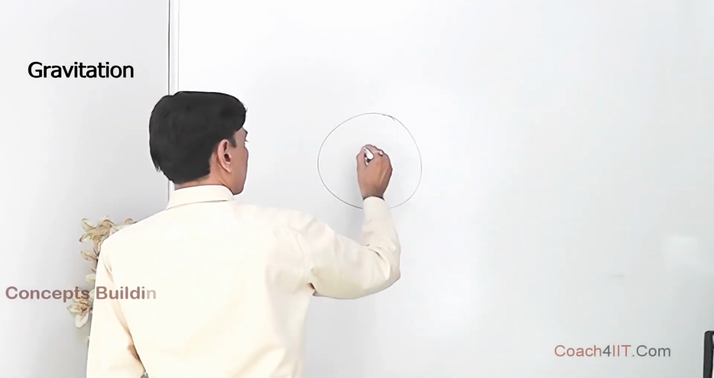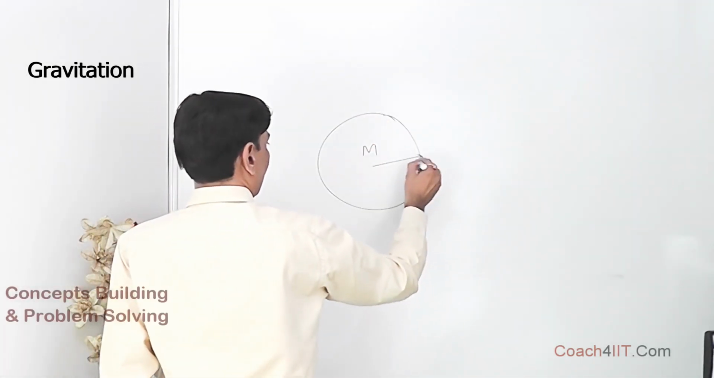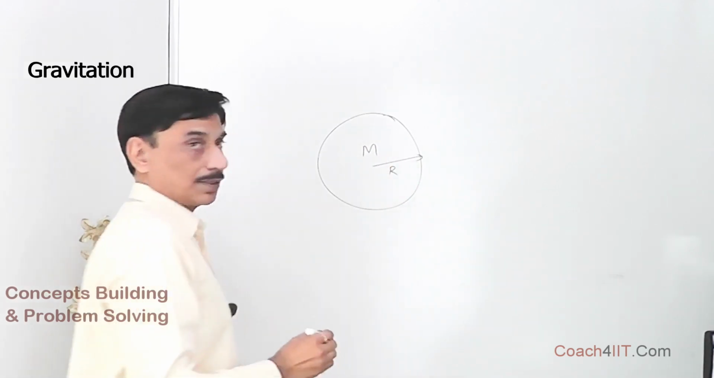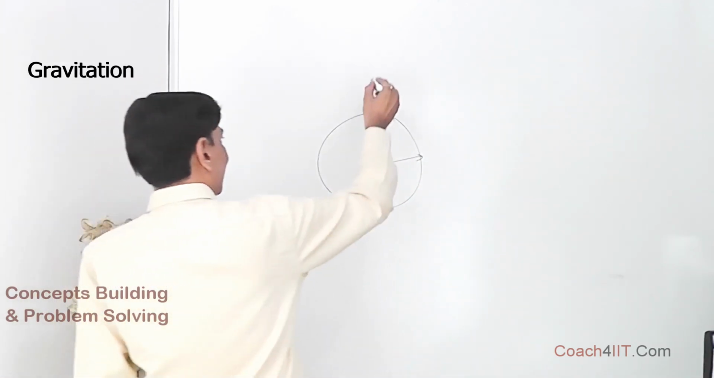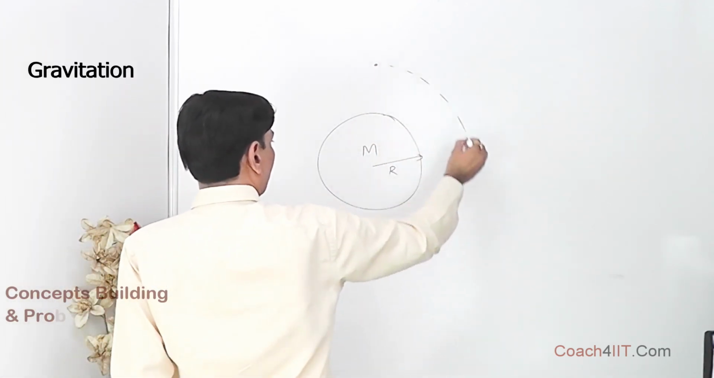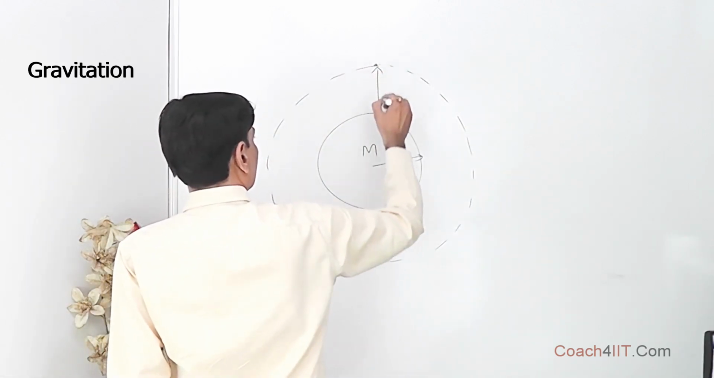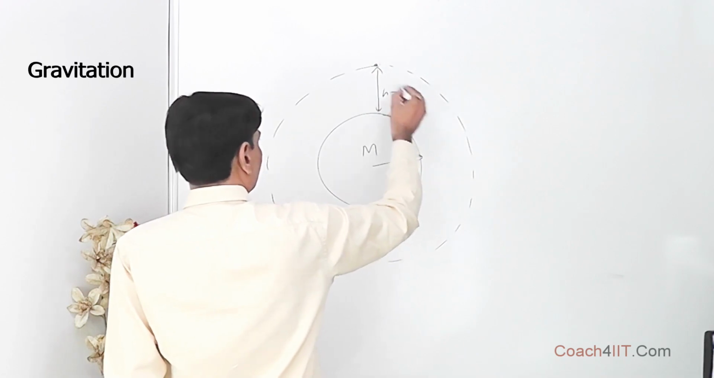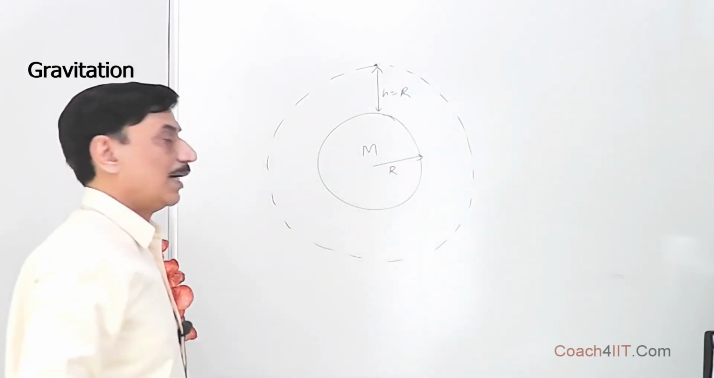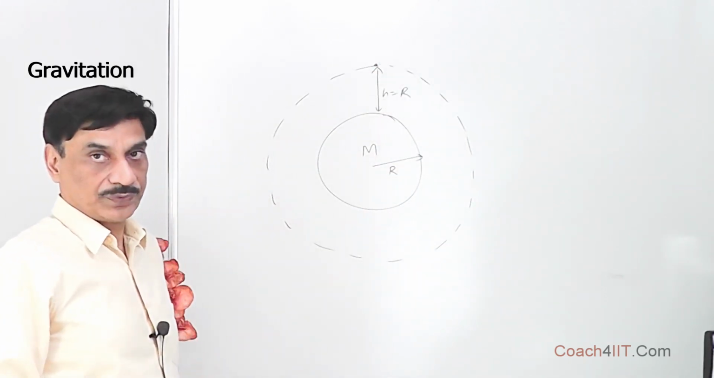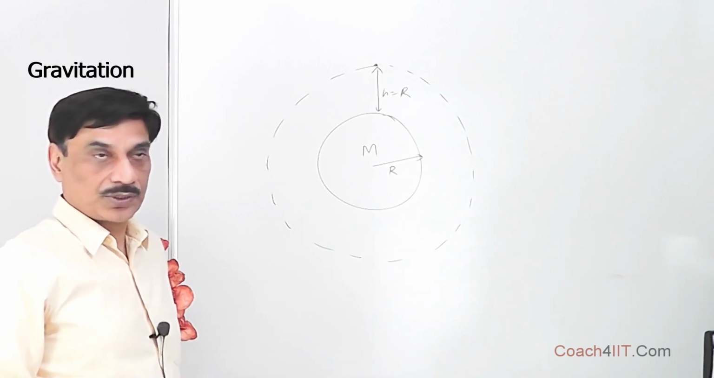This is Earth, mass capital M, and radius, let's say it is R. Our satellite is orbiting Earth at a height equal to R from the surface of Earth. So obviously this has some energy also.